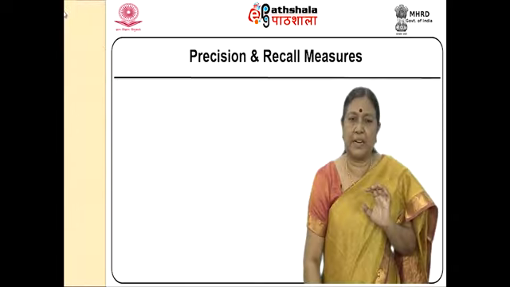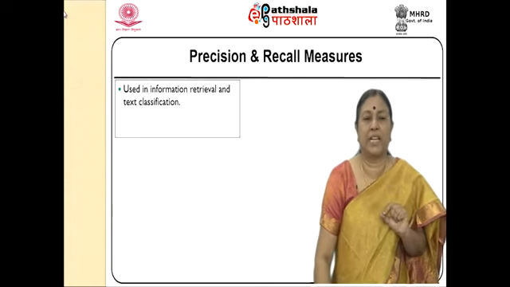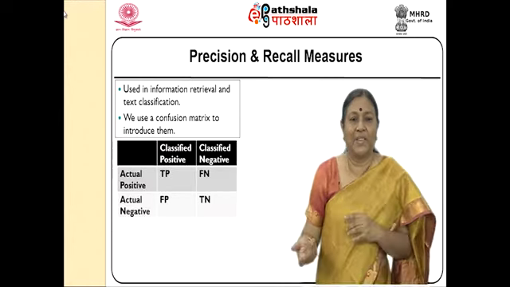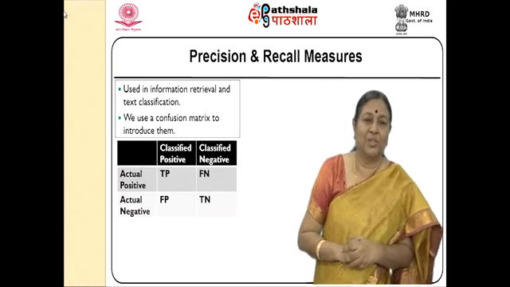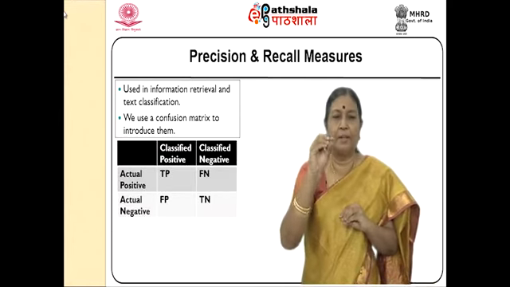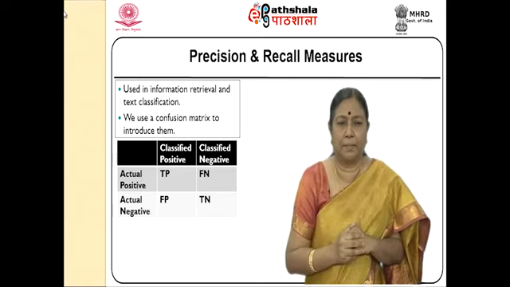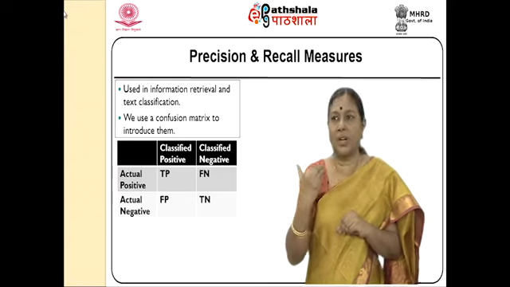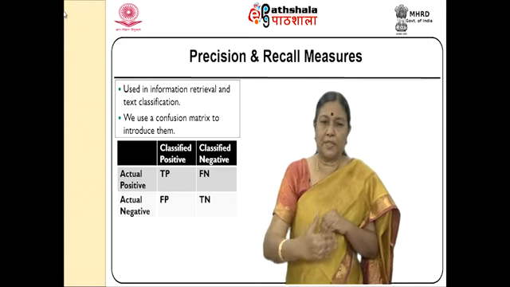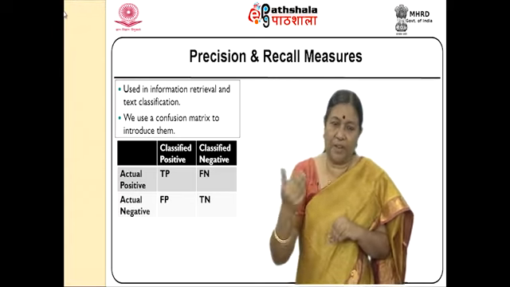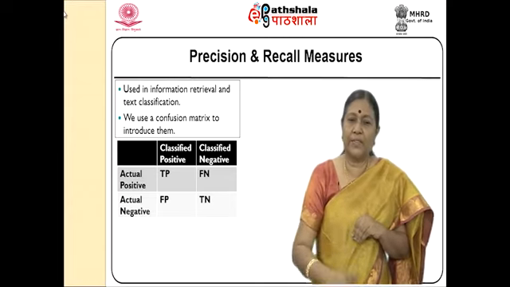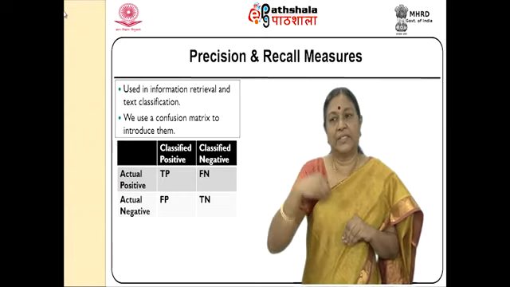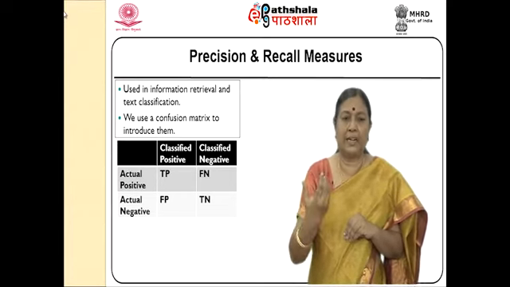Now, there are precision and recall measures that are again used for classification, especially in information retrieval and text classification. You use a confusion matrix here. So, you have positive samples and negative samples. The actual positive which is classified as positive is called true positive. The actual positive which is classified as negative is called false negative, and the actual negative which is classified as positive is called false positive. The actual negative which is classified by the system as negative is called true negative.